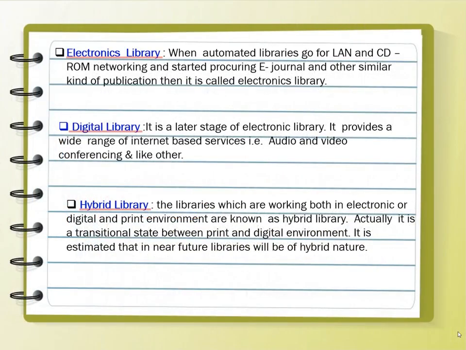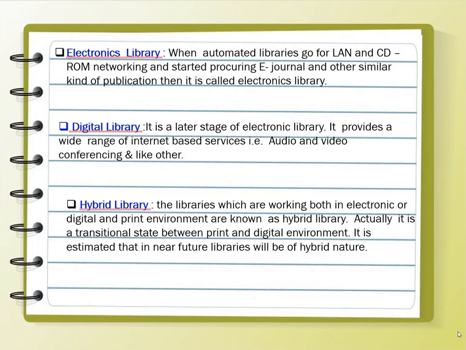The next type is the electronic library. When automated libraries go for LAN, local area network, and CD-ROM networking, and start procuring e-journals and other similar kinds of publications, then it can be called an electronic library. Electronic libraries generally work in a local area network, and they will be procuring e-journals, e-books, etc.